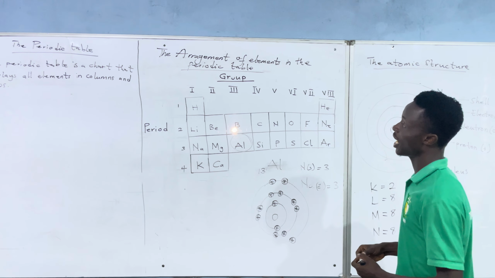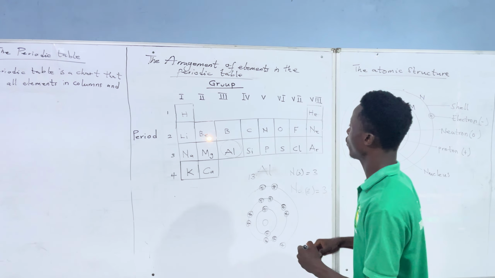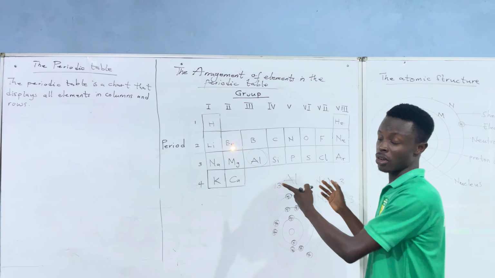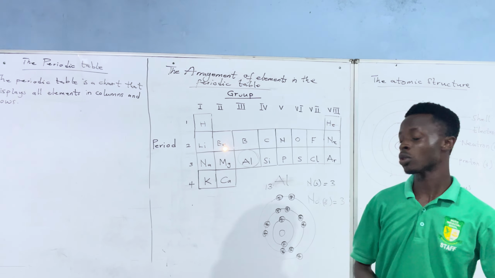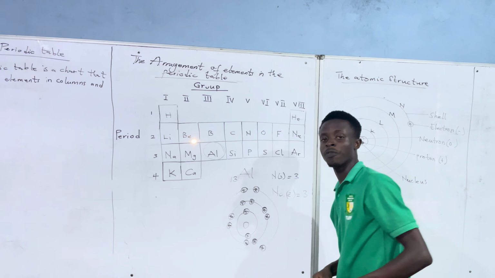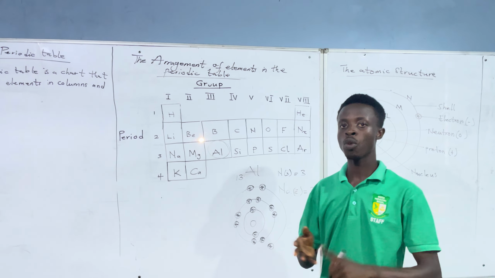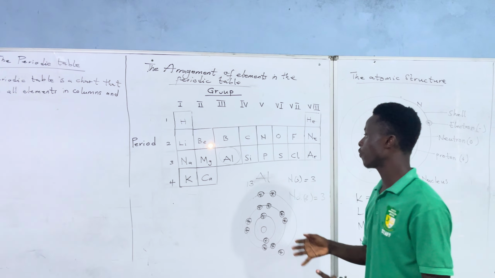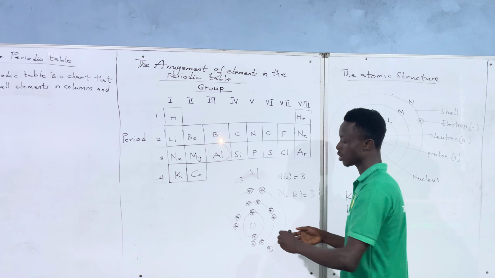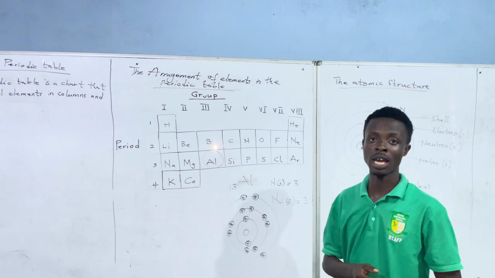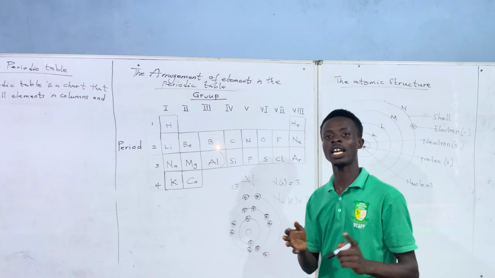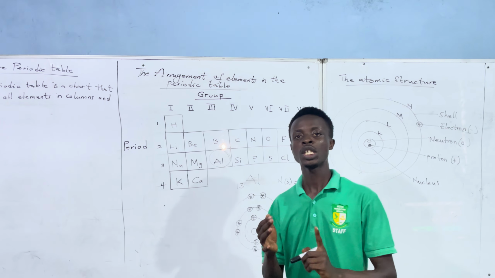So let me summarize everything. You can find the period and the group of elements by looking at the periodic table. If the periodic table is not given to you, you can also use the atomic structure of the element to find its group and its period. To find its period, you have to count the number of shells in the electronic configuration of that particular atom. And to find its group, you have to count the number of electrons in its outermost shell.